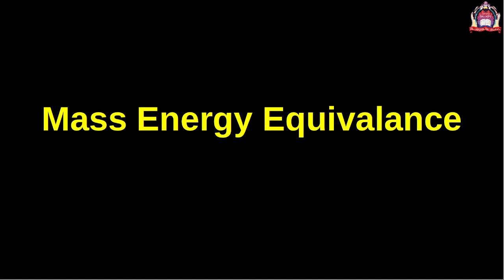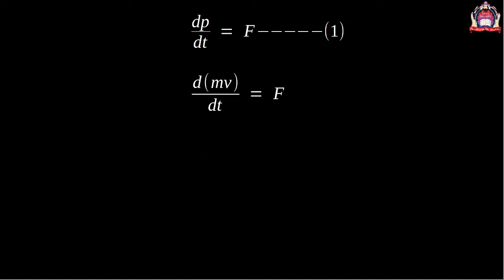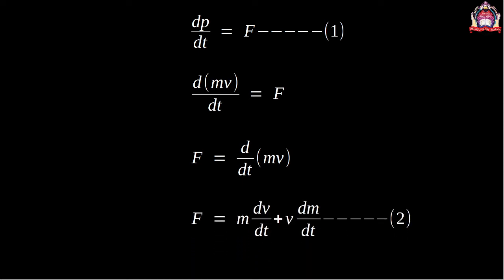As we know, the rate of change of momentum is called the force, that is F = dp/dt. And as we know, p = mv, so we substitute: F = d(mv)/dt. According to the theory of relativity, both the mass and velocity are variable. Therefore, we can write F = m dv/dt + v dm/dt.